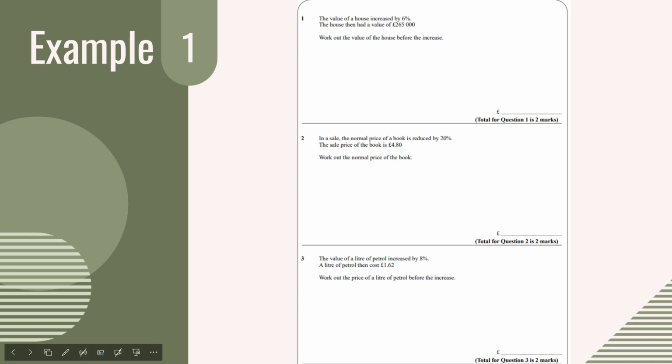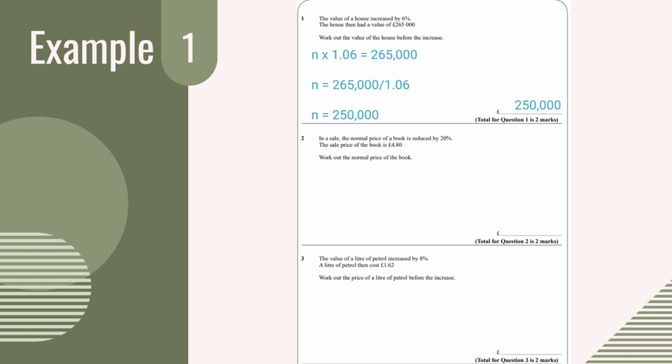So, in our first question, the value of a house increased by 6%. The house then had a value of £265,000. Work out the value of the house before the increase. So here, to begin with, we do n times 1.06, and this will give us 265,000. Therefore, if we want to find n, which is the value of the house before the increase, we do 265,000 divided by 1.06. And this gives us the answer of n equals 250,000. So the price of the house before the increase was £250,000.